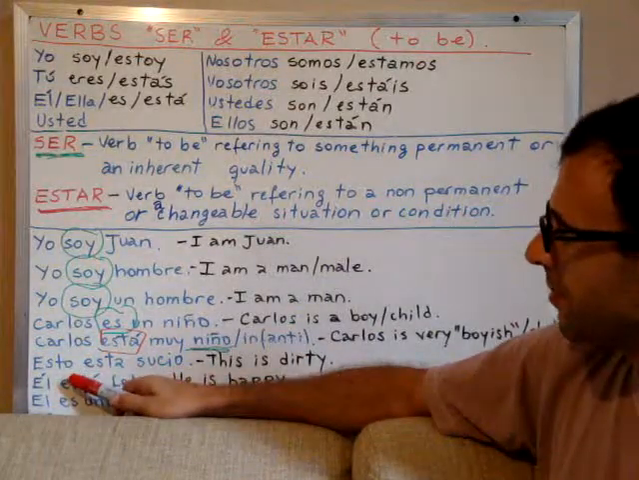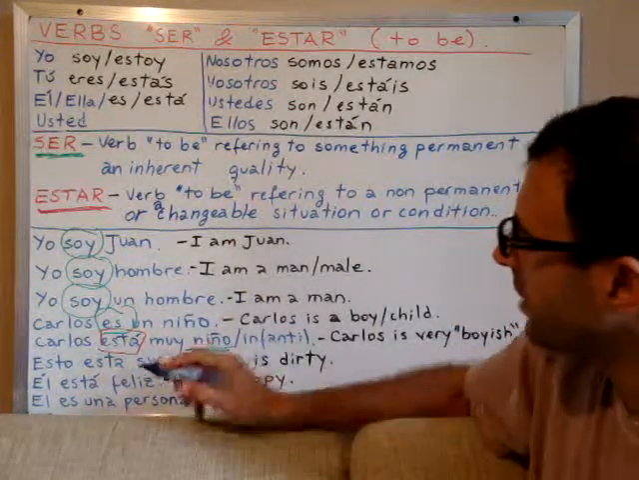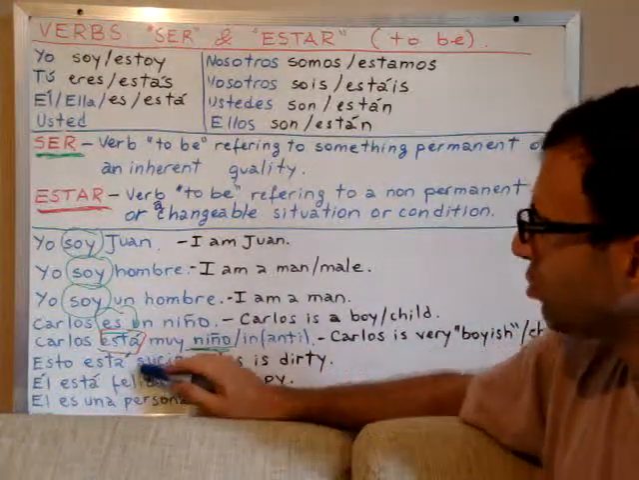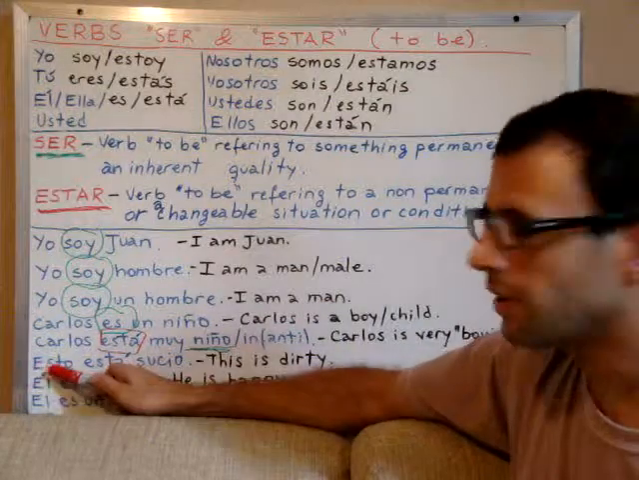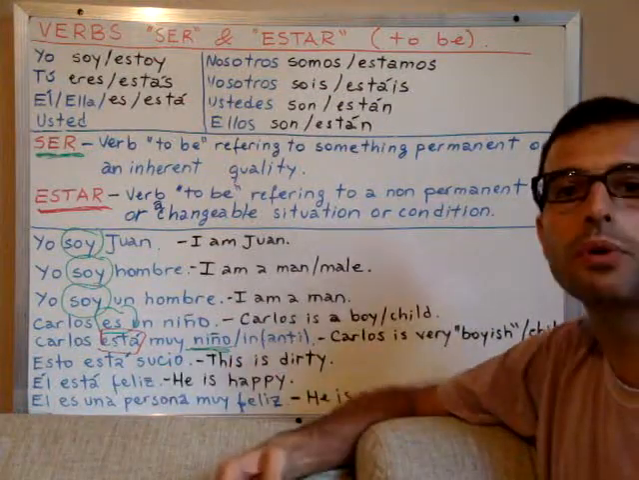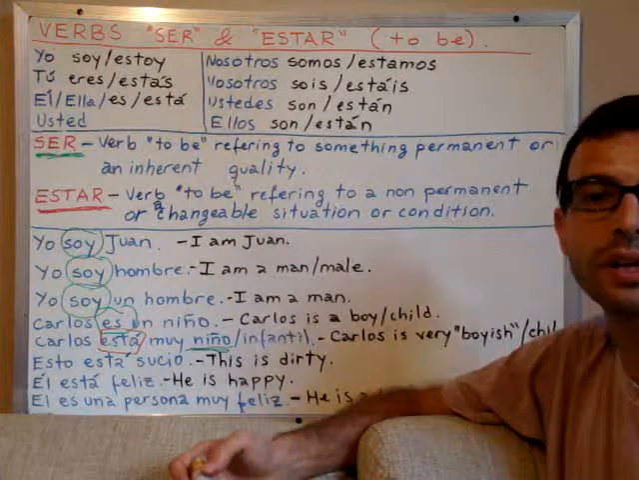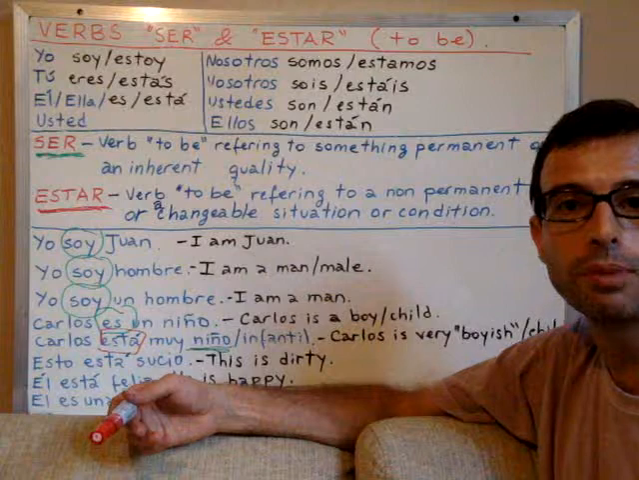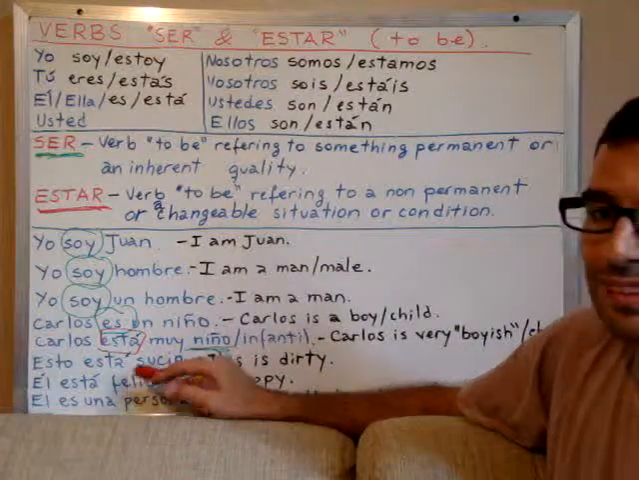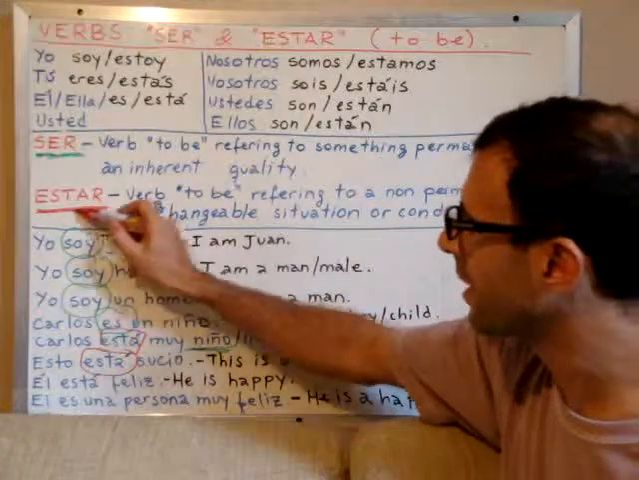We have another example here. Esto está sucio. I missed the tilde here. This needs a tilde. There. Esto está sucio. This means this is dirty. However, dirty is not a more or less permanent situation. It's a changeable situation. Something is now dirty, but soon after it can be clean, right? So, when something is dirty, we use the verb estar.